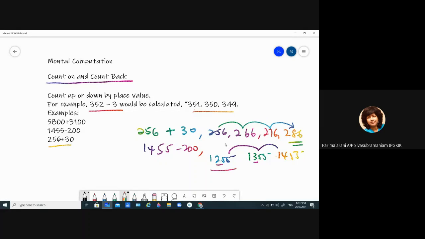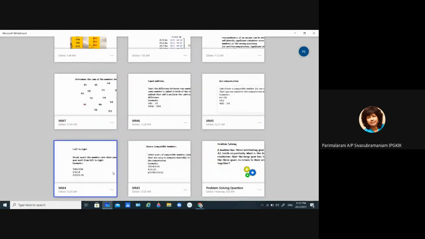These are the count on and count back strategies that we need to teach the children. When they see an example like this, because it's an easy number, they can easily count back and count on. They don't have to use a calculator, and they don't have to do it using pencil and paper. They don't have to write down and do. They need to learn to do it mentally. That's the first strategy.